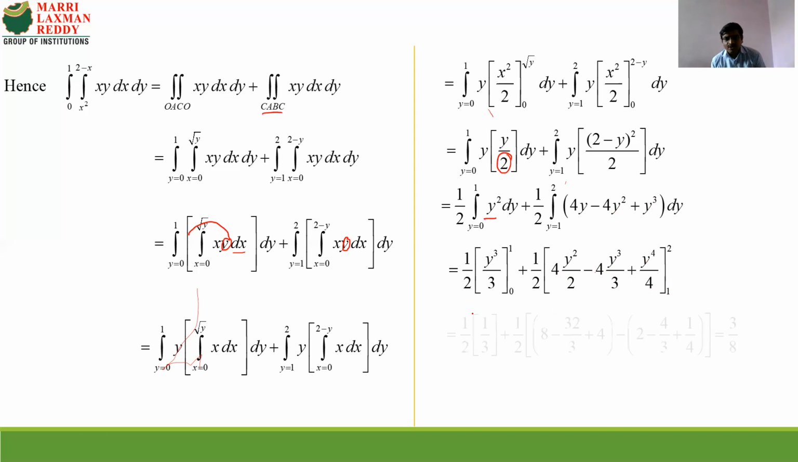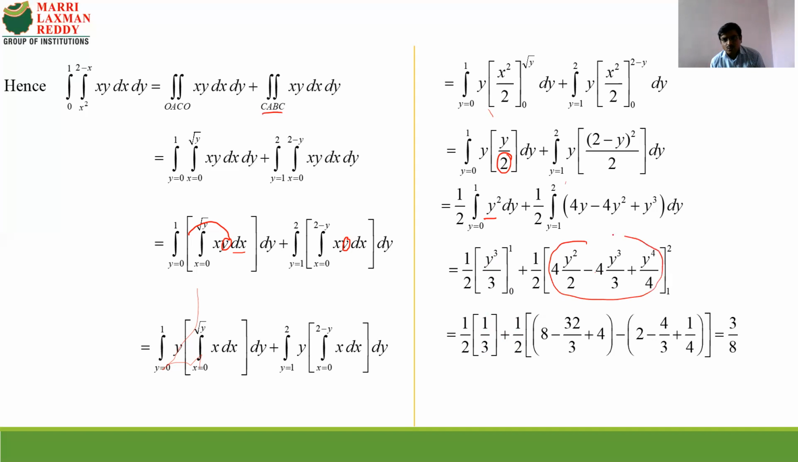Now after substituting the upper limit and lower limit here, first you substitute y is equal to 1. So you will get 1 cube, that is nothing but 1, so 1 by 3. And the lower limit is 0. If you substitute y is equal to 0, you will get 0. So 1 by 3 minus 0, that is nothing but 1 by 3, plus 1 by 2 into, in this also you substitute the limits, y is equal to 2 and y is equal to 1.